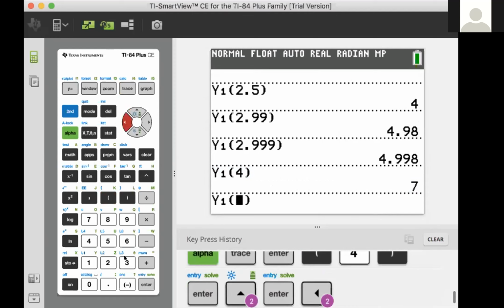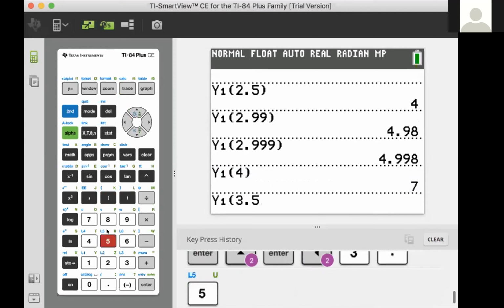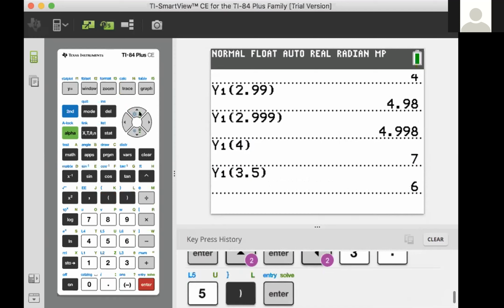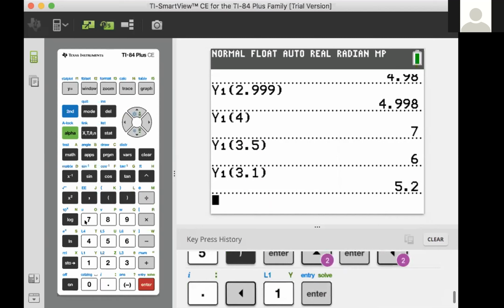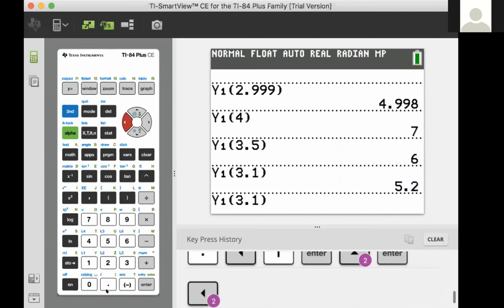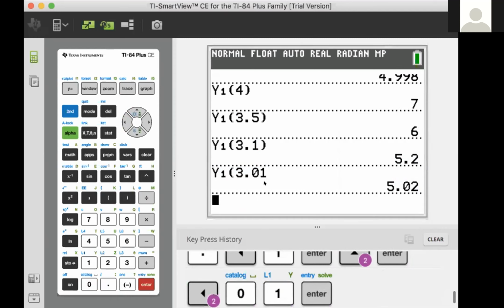So instead of 4, I'm going to say 3.5, enter. I could go up arrow again, press enter. Instead of 3.5, I could say 3.1, enter. And I'll do that one more time, up arrow, 3.01. And sometimes you don't need that parentheses in there, and it'll still give you the answer.